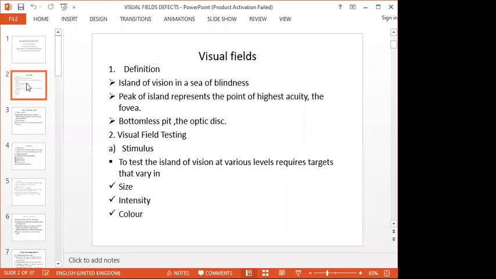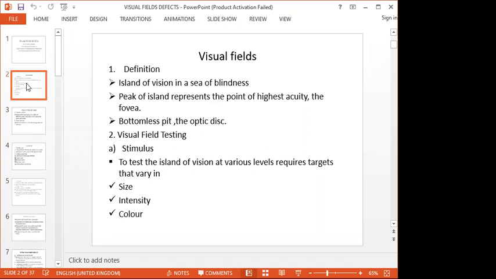Visual field's definition is an island of vision in a sea of blindness. Peak of the island represents the point of highest vision or acuity, and that's the fovea. Bottomless pit, the optic disc. Because at the optic disc, light shining on the optic disc is not appreciated. So it's a blind spot. Like you are looking into a bottomless pit. You can't see the bottom.